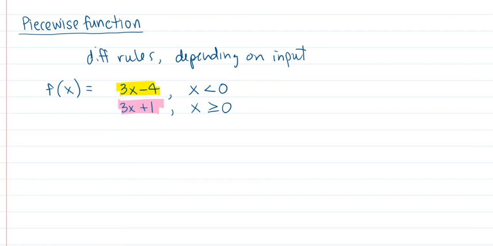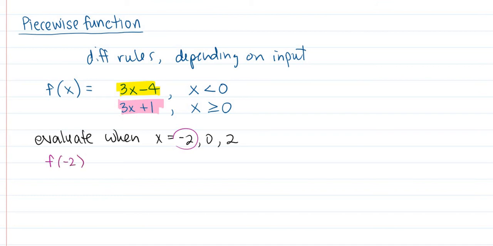So let's go ahead and we'll evaluate with these options when x equals -2, 0, and 2. Okay, so starting with f of -2. Well, first we got to figure out which of the rules we're going to use. Is -2 greater than 0 or equal to it, or is it less than 0? It's less than 0. So that means we're going to use the yellow highlighted function because our input is under the category of less than 0.